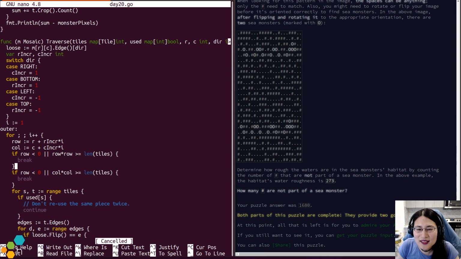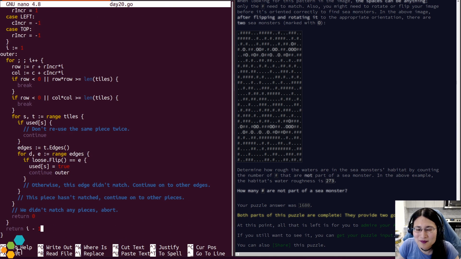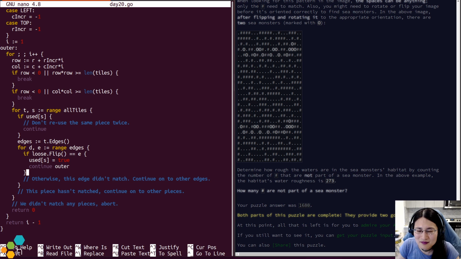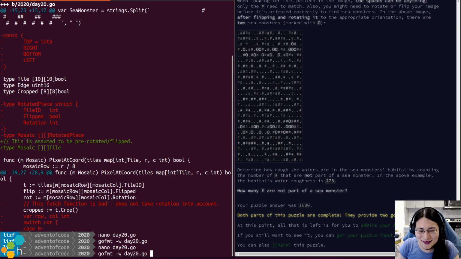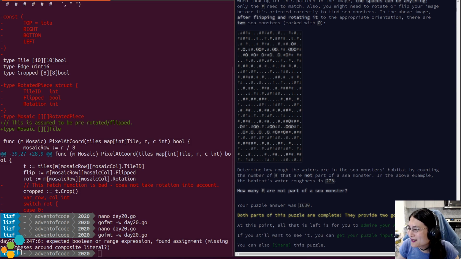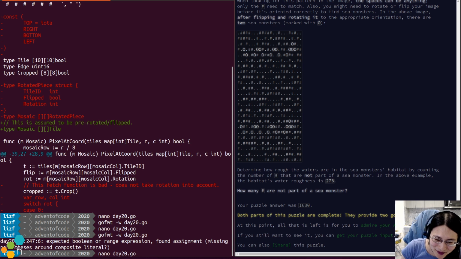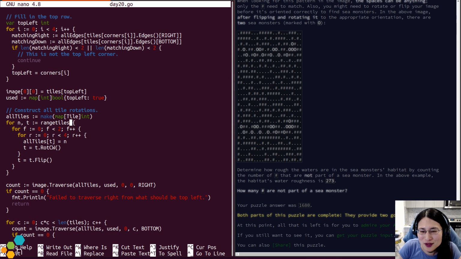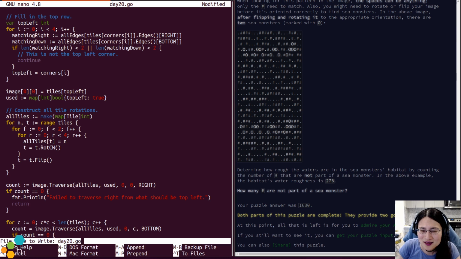Okay. Oh, dot edges. Okay, that seems fine. Okay, that logic is all fine. These get swapped. All right, so let's try running this and see what happens. I'm very, very curious what happens now. Line 247. Oh, range space tiles.